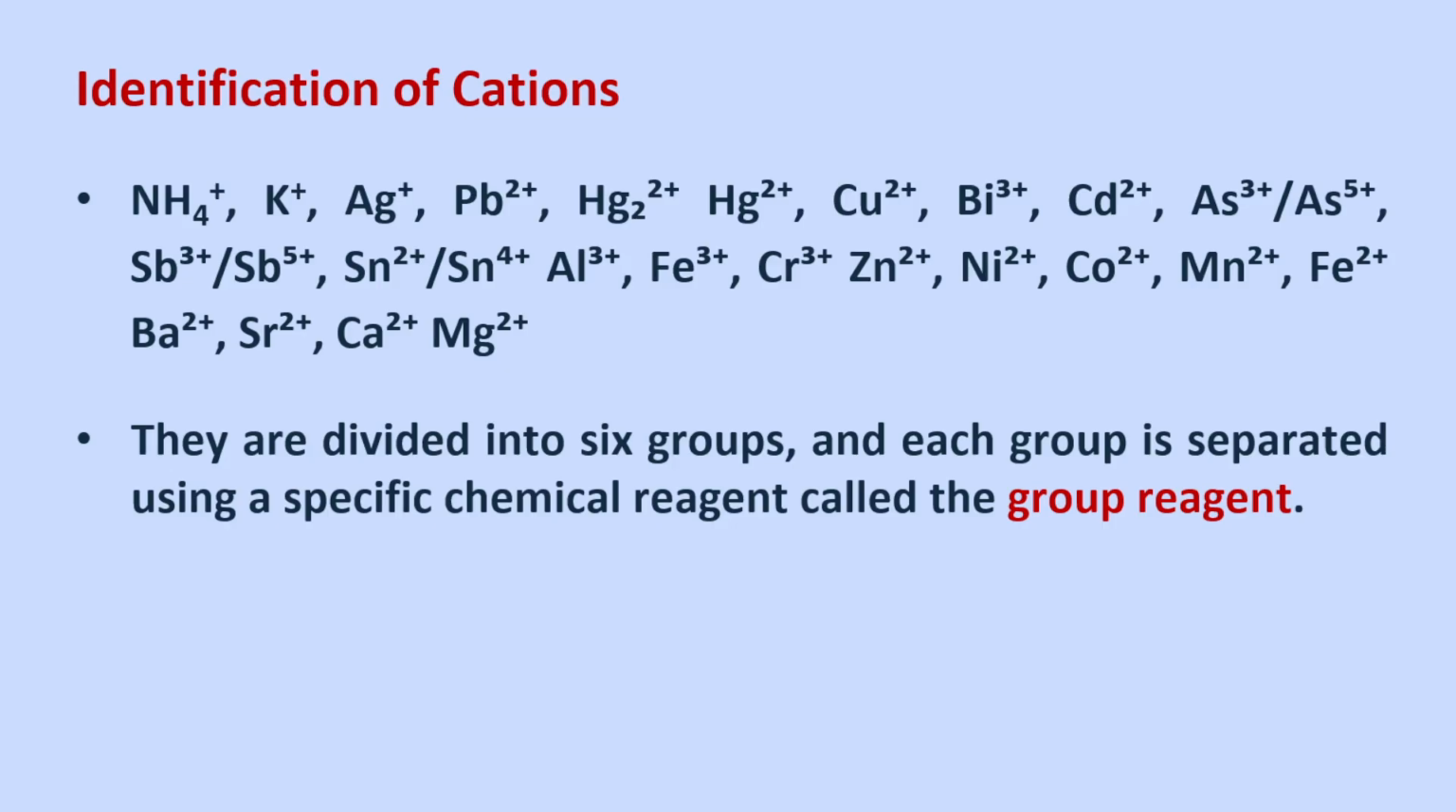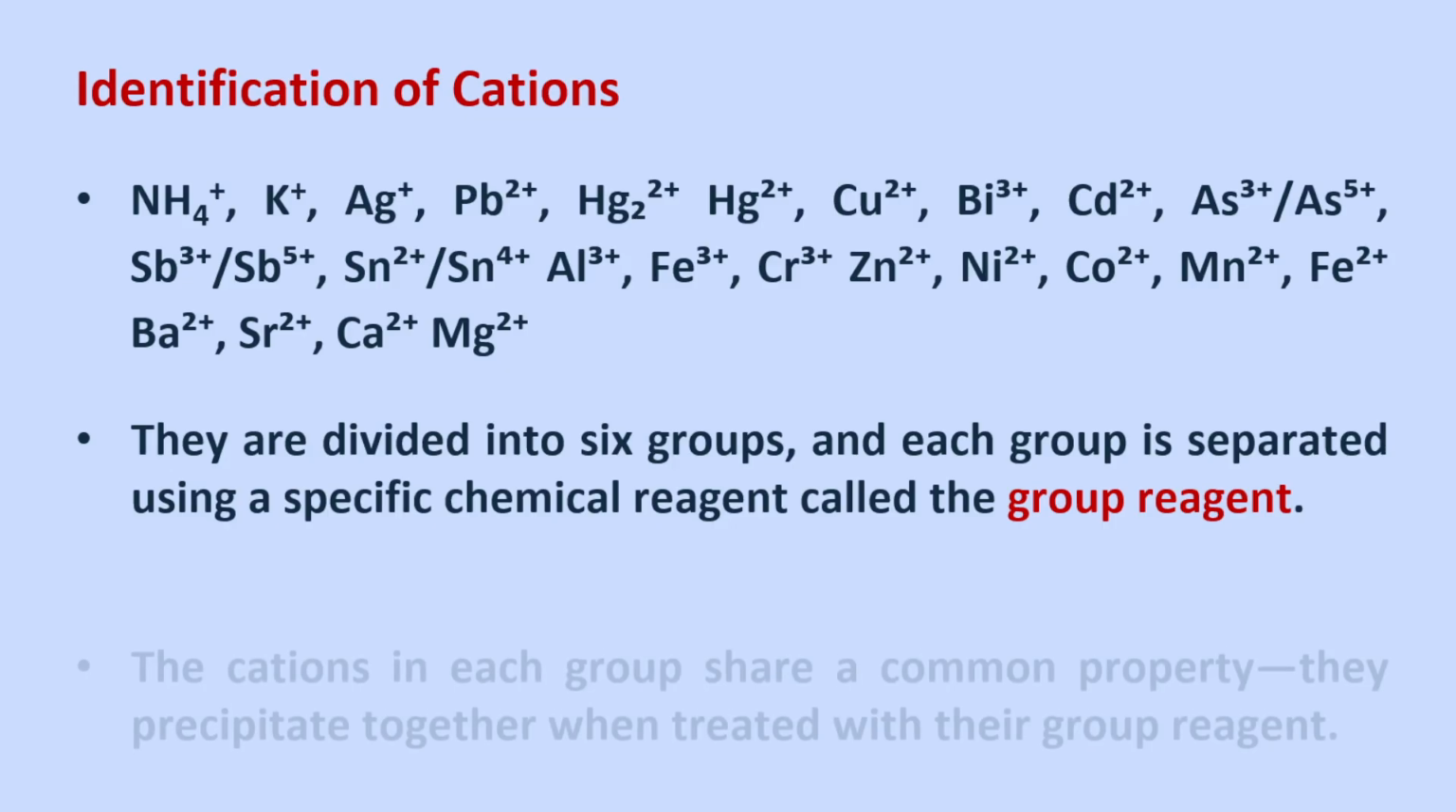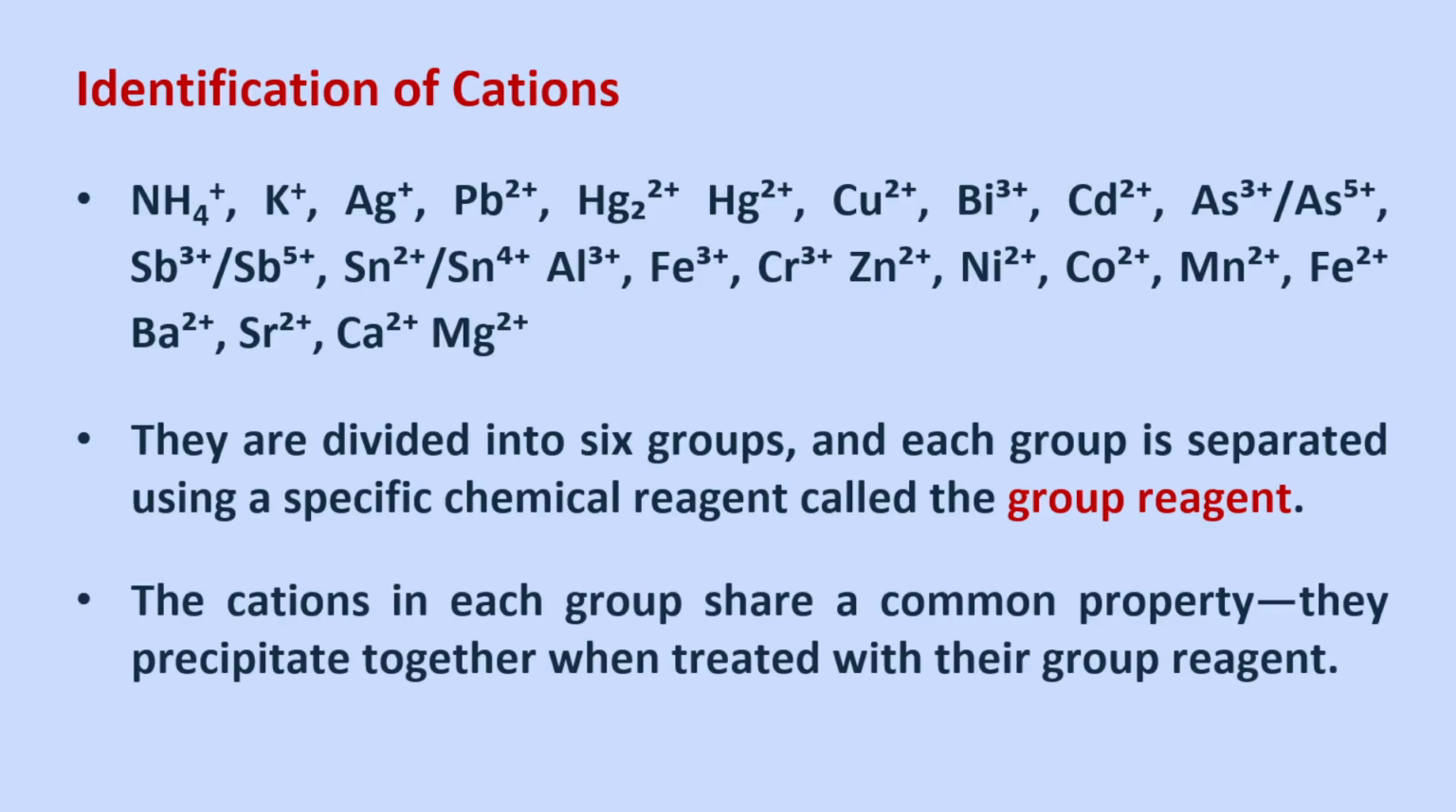They are basically divided into 6 groups and each group is separated using a specific chemical reagent. This reagent is called the group reagent. The cation in each group have something in common. They all precipitate together when treated with their respective group reagent. This grouping makes it easier to systematically identify the cation present in a mixture.